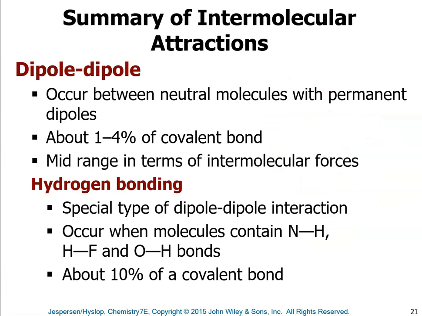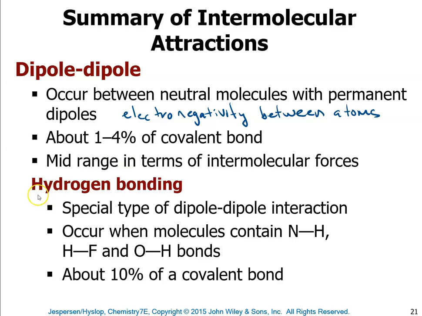So in summary, for the intermolecular forces, we have dipole-dipole interactions that are going to occur between neutral molecules with permanent dipoles. Remember, we have to look at electronegativity between the atoms of those molecules. And if they have differences that are large enough, and again, I would recommend looking at elements that are bonded in between those different lines I mentioned earlier, that's going to help us determine if there is a dipole-dipole polar bond. About 1 to 4% of a covalent bond, in the middle of the road in terms of intermolecular force strength.